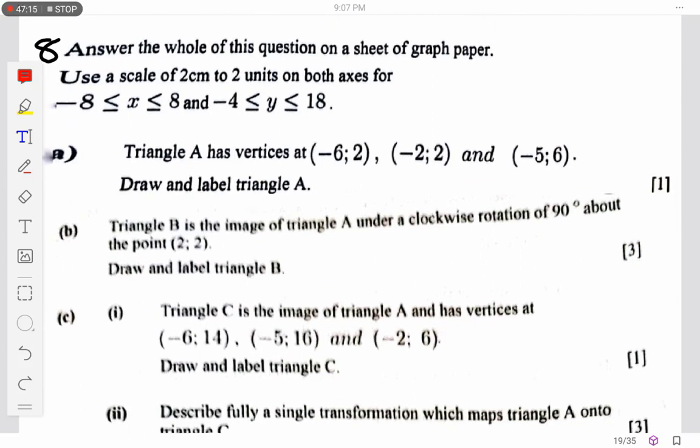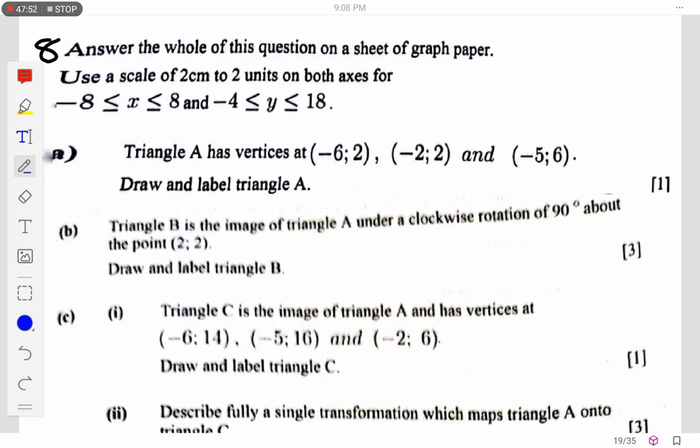Okay, fine. The question of the day. So we have our question here which we are going to answer on a graph paper. Please take note of these scales, guys. They are very important. So we are using a scale of 2 centimeters to 2 units for both axes. And then they have given us that our values of x are moving from -8 to 8, whilst for y from -4 to y. That is very, very important there.